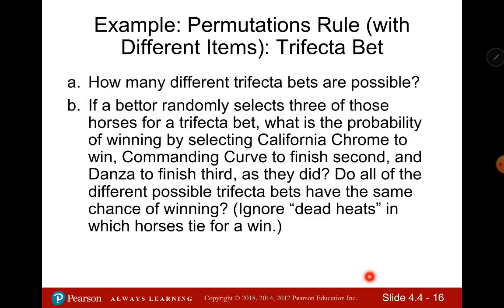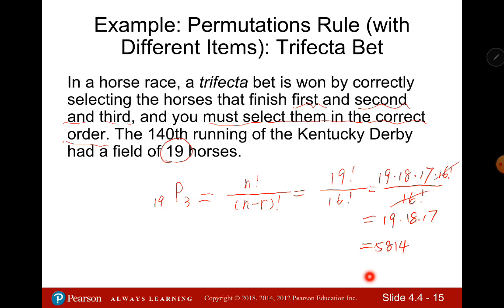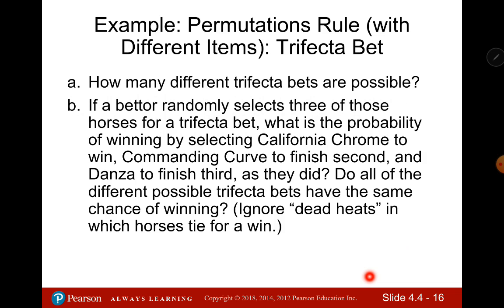How many different bets are possible? So if we want to select three horses and put them in the correct order from 19 different horses, how many possible permutations? So the previous one just shows you the answer of the first question. Let's check the second one.